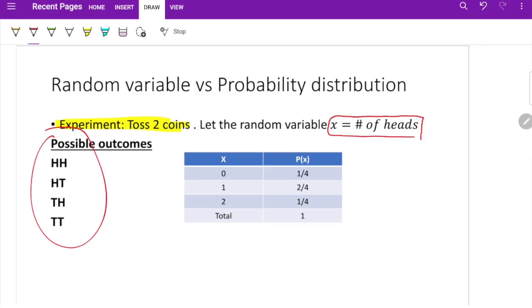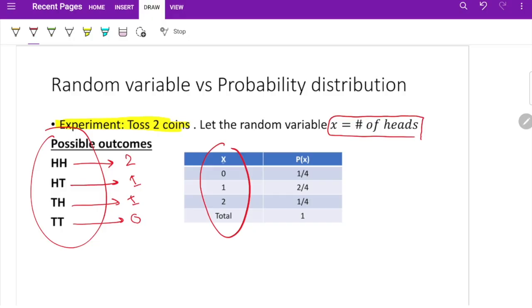Then I am interested to study when we have heads. We need to count the number of heads, so the number of heads is going to be my random variable. Either you're going to get two heads, which in this case we have two heads. In this case we have one head. In this case we have one head. In this case, we have 0 heads. So the values that this random variable takes are 0, 1, 2. So this is my random variable.